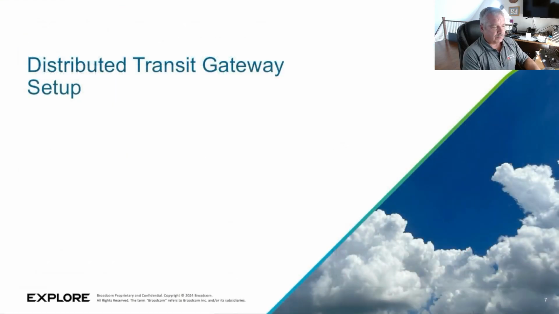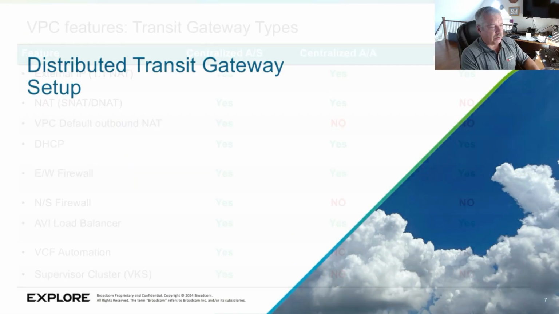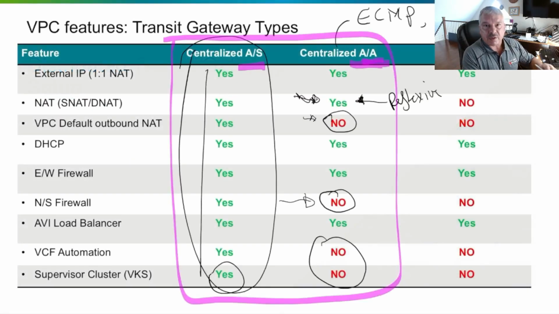One thing I want to talk about, actually, why don't we do this? We'll come back. Let's set up the centralized one. That's the most complicated one, I will say, and I'll walk you through that step by step. We'll do the centralized active standby, and then we'll come back and we'll do the distributed transit gateway. So, see you in a bit.